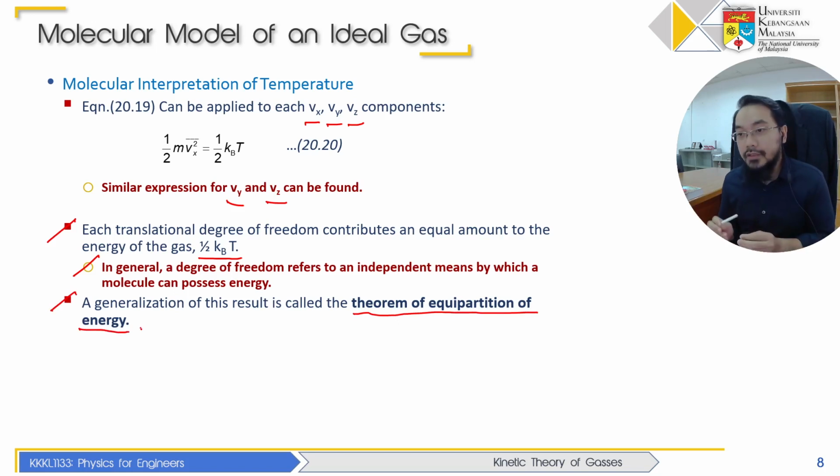It means that we have several degrees of freedom in terms of the motion of the atoms or molecules, but each degree of freedom contributes an equal amount of energy, which is half k_B T. So that's what equipartition means: it's an equal partition based on degrees of freedom, and each degree of freedom contributes the same amount of energy.